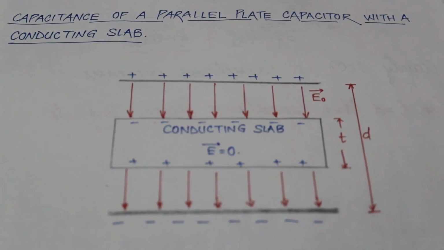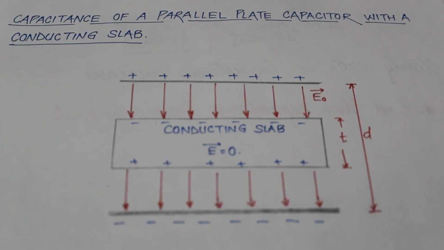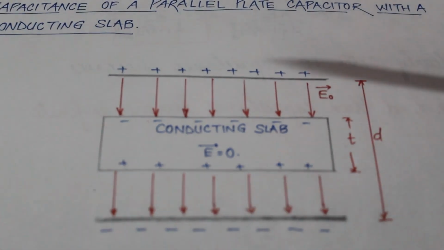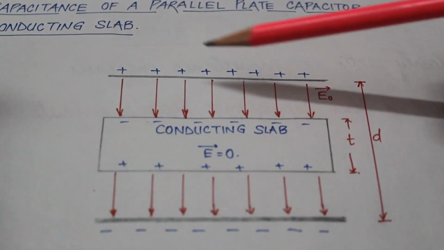Up till now we have studied that in the parallel plate capacitor, the gap between the two plates is filled with air or vacuum. What if it is filled with a conducting slab? Now what will be the effect of putting a conducting slab between the two plates of a parallel plate capacitor? First let us study the diagram properly, then we'll move on.